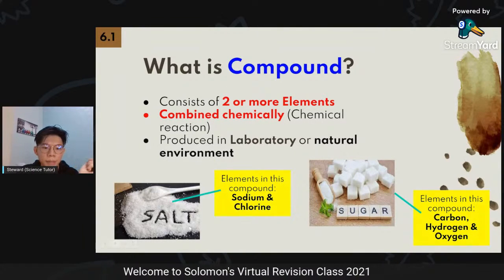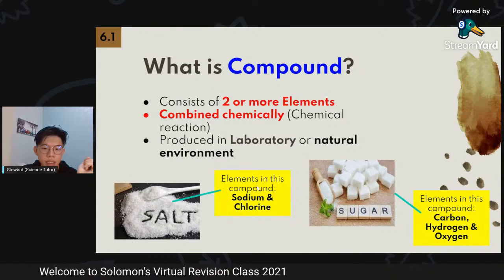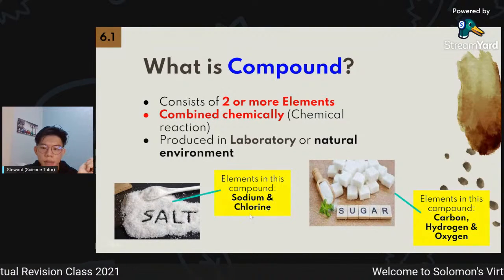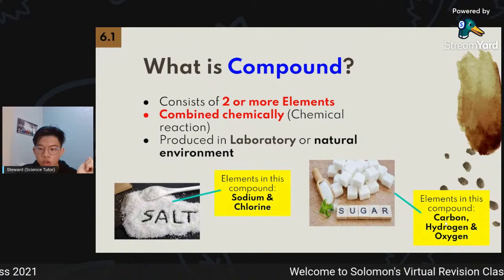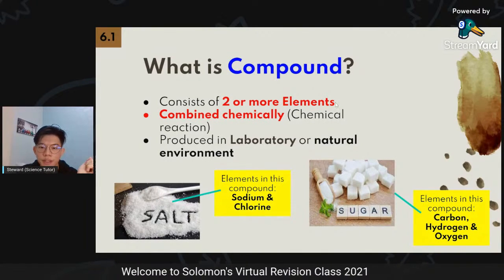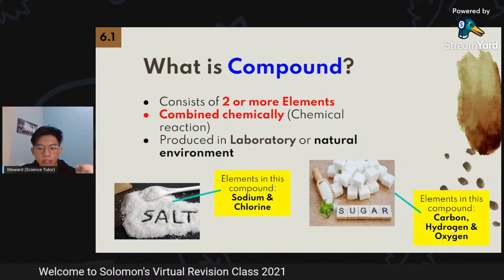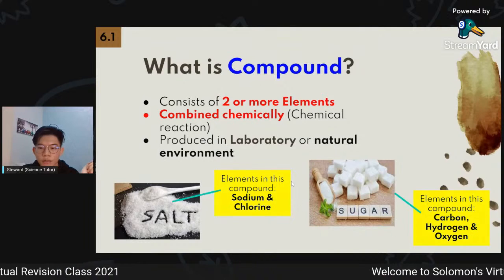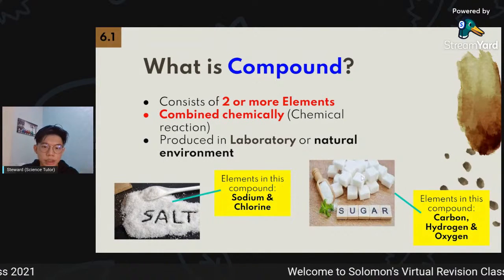Okay, so for example, we have our salt. Our salt consists of sodium and chlorine. So you can see two types of element here. What about sugar? You have three types of element because it is two or more, right? That means it can be 2, 3, 4, 5, 6, or even 7. That's what it means by more. Okay, so sugar consists of carbon, hydrogen, and oxygen.